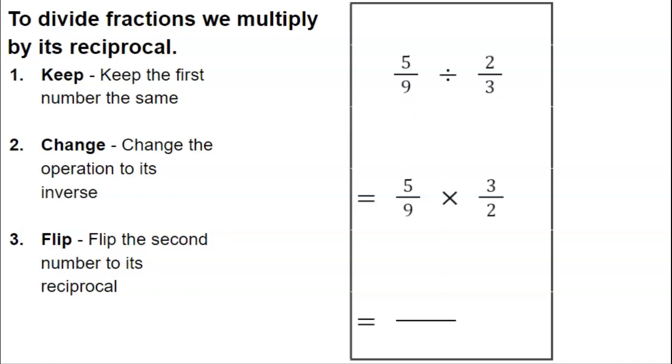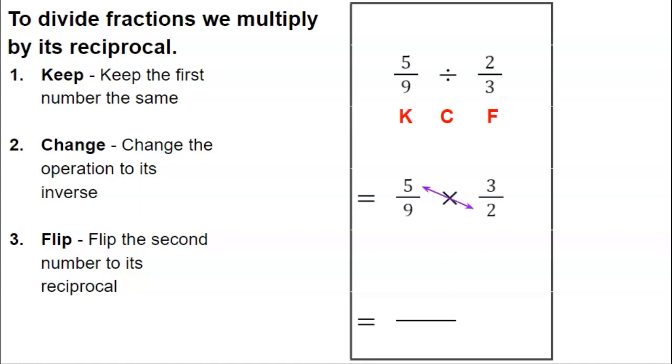Our next example is 5/9 divided by 2/3. Here we have 5 divided by 2, which isn't very simple, even though 9 divided by 3 is a lot easier. So we need to multiply by its reciprocal. So we keep the first number the same, we change the operation to its inverse, which is multiplication, and flip the second number to its reciprocal. So now we have 5/9 times 3/2.